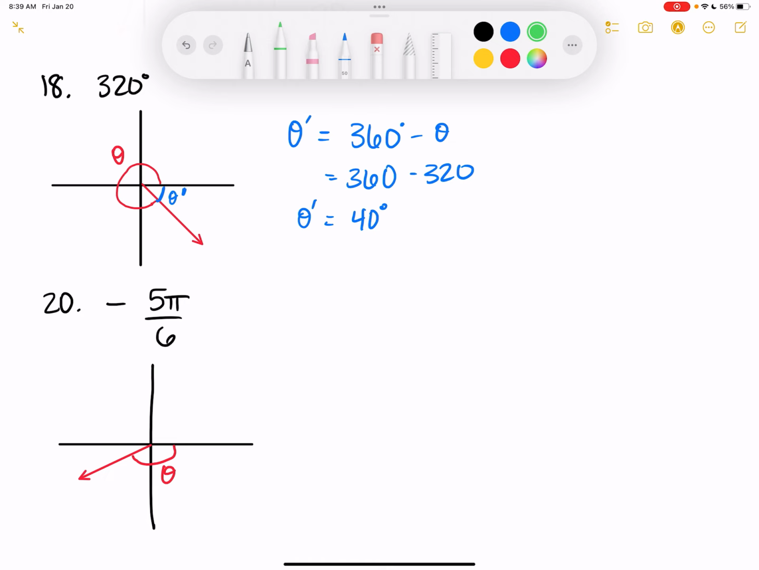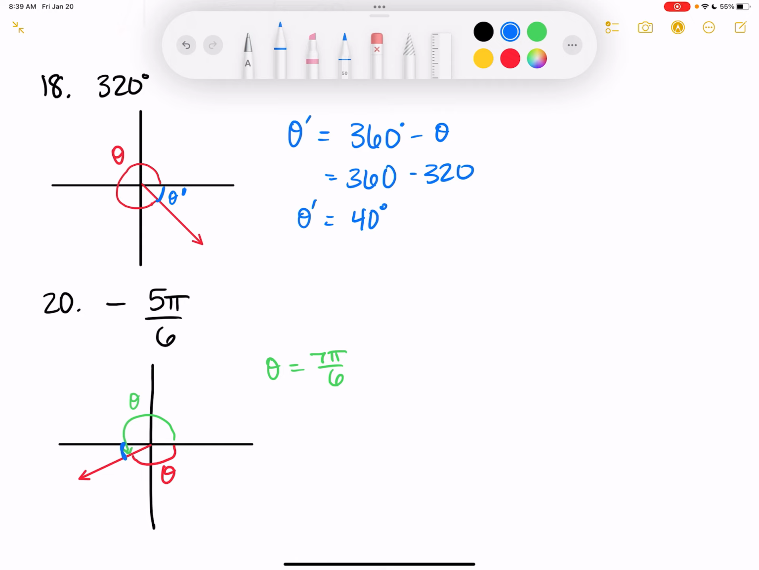So remember, this is a negative value. I need the positive value. So what would my positive theta value be? 7 pi over 6. Yep, 7 pi over 6. So theta is 7 pi over 6. So I care about this area here between the x-axis and my angle.